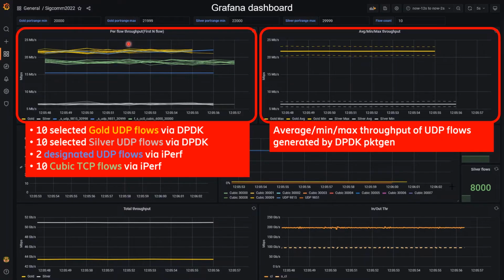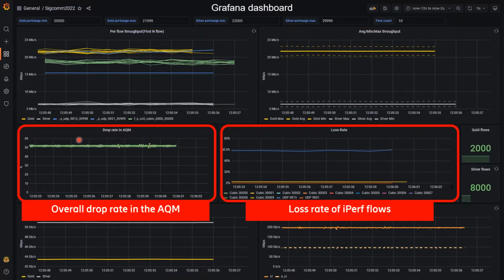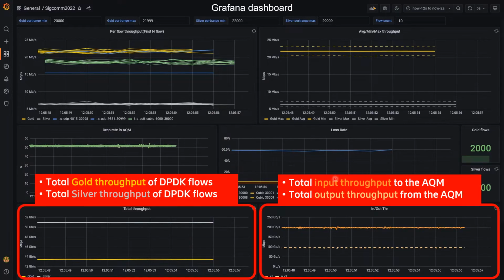On the top, we can track the throughput of selected individual flows, as well as the average throughput of the DPDK-generated UDP flows. In the middle, we can see the overall drop rate in the AQM and the loss rate of the iperf-generated flows. We can see how the total throughput is distributed between the classes and the overall input-output throughput of the AQM.